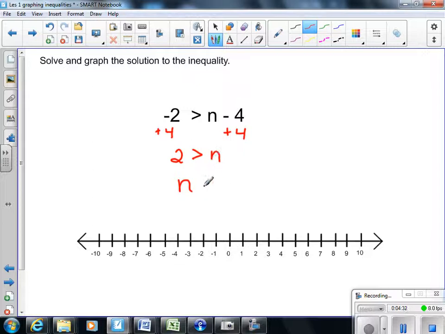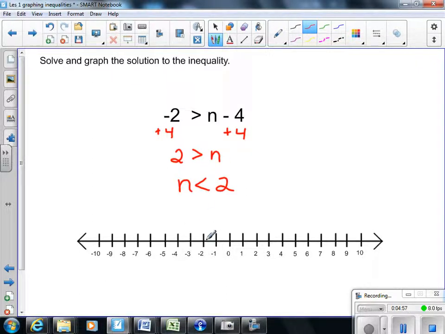Now, is it going to be n is greater than 2, or is it n is less than 2? This statement said 2 is greater than n. So 2 is going to be the largest number. So when we rewrite it, we're going to say n is less than 2. Now, I always think of it this way, that the inequality is pointing towards your variable, so it's still going to point towards your variable, even when you switch them around.